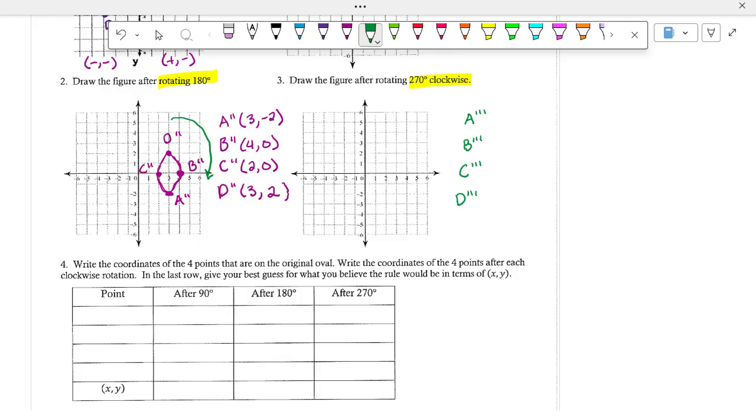So starting with A. So A double prime. Where is it currently? What quadrant? 4. It's in quadrant 4. Where's it going to end up if I go another 90 degrees?